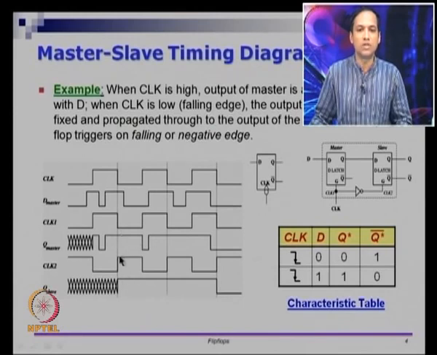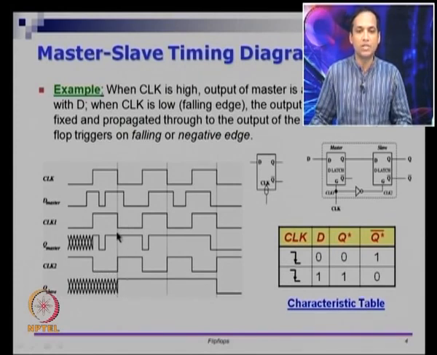So CLK2 is on here. At this point Q master is 1. We don't worry about what is happening here for now, because this is the first time CLK2 is on. Here the data is not known, CLK1 came on, so we do not care about this, and CLK2 is off, so we do not care about Q of the slave here.